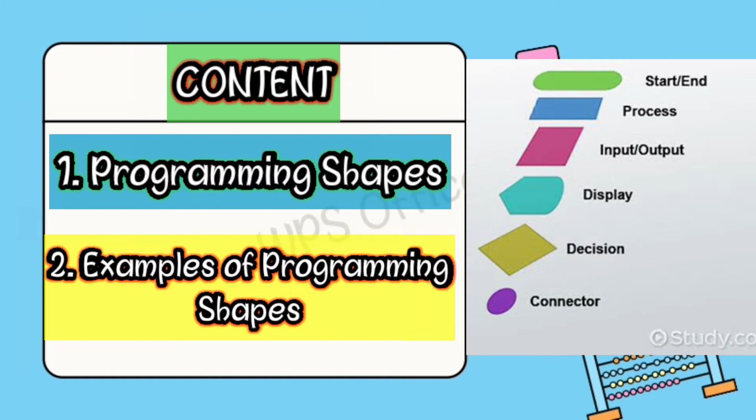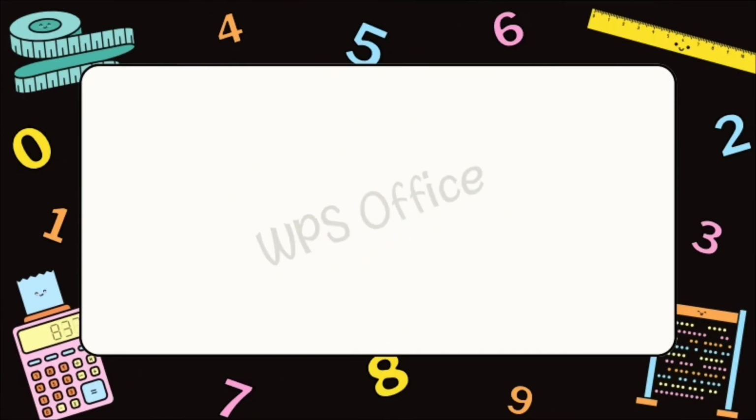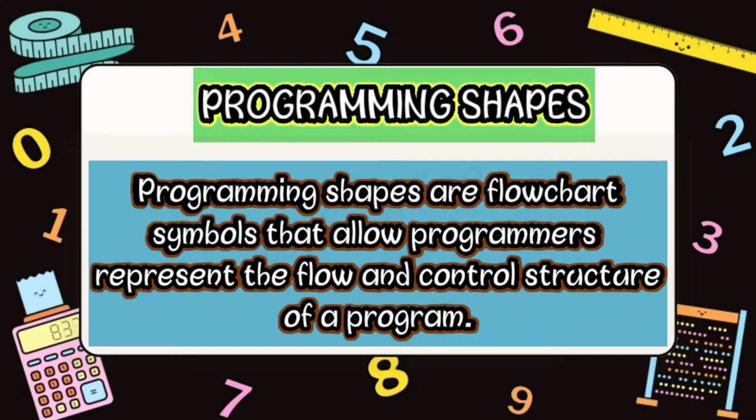First thing we'll be talking about here is programming shape. Now, when we say programming shapes, they are flowchart symbols that allow programmers to represent the flow and control structure of a program. Now, you heard programmer. A programmer is a person who creates computer programs, like software developer, software engineer.